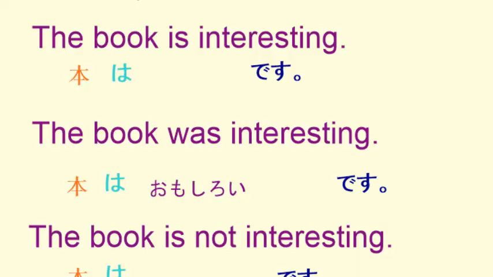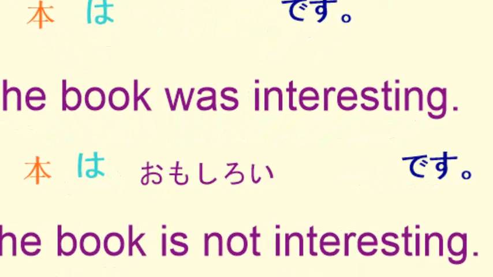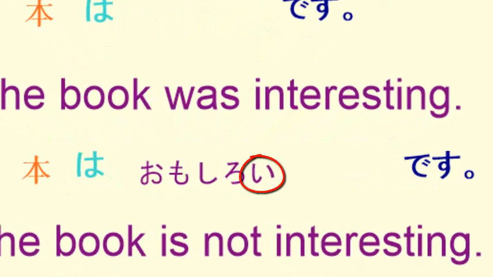Let's see what happens when we change an e adjective into the past tense. You may recall the first thing we're going to do is get rid of this e, and we're going to make the stem of our e adjective. And there it is. The e has gone and we're left with omoshiro, and that's our adjective stem. Now to make an adjective stem into the past tense, we're going to add here katta.